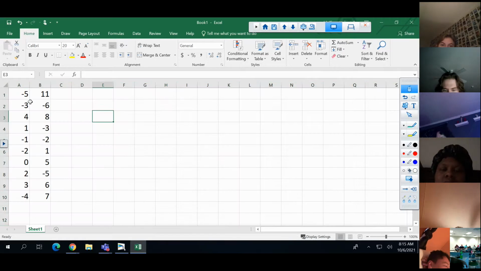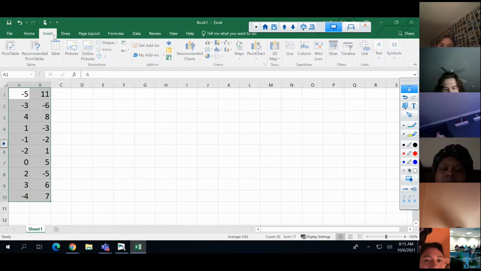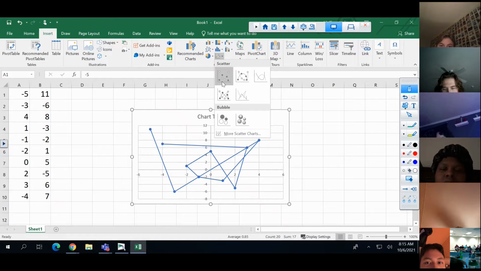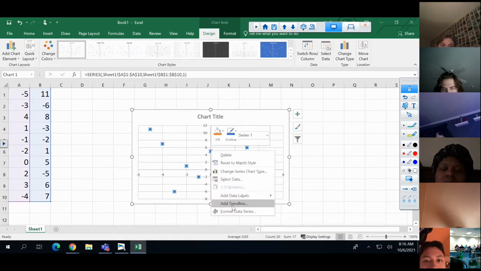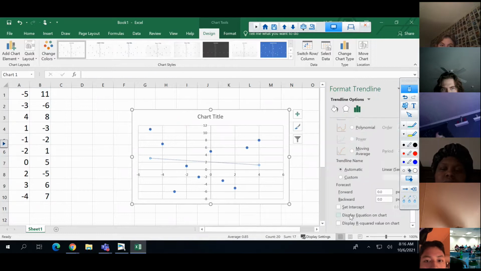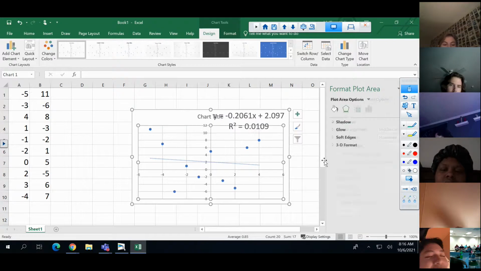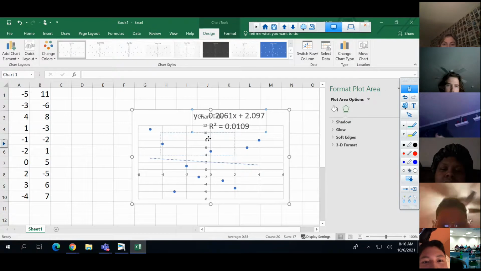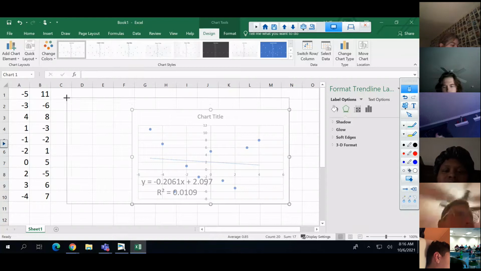And punch that in the calculator. I'm just going to do it here. Insert. Right click. Add trend line. Display. And somebody please write that down because I'm not going to remember it. And when I go to the other screen, I'm going to need y'all to tell me which one it is.